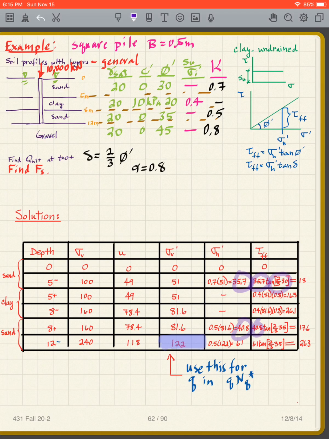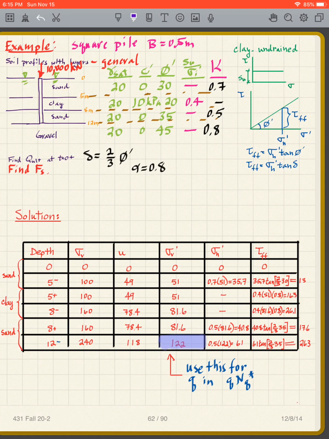Sigma h prime tangent 2/3 of 35. So I had 30 up there, I have 35 down here. And 61 tangent 2/3 of 35. So I get my tau FFs right there. Now, how do I do it for my clay?